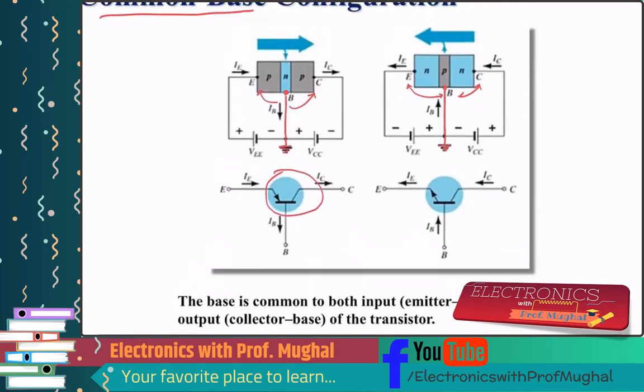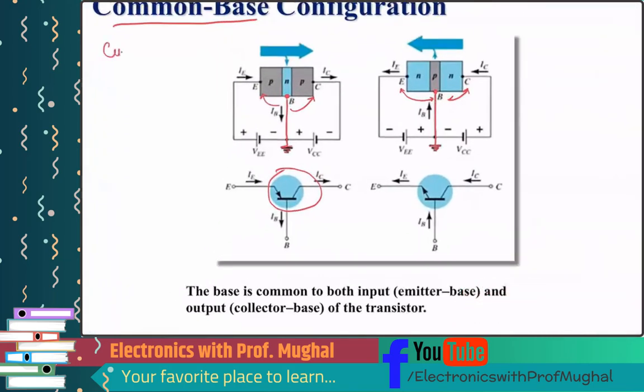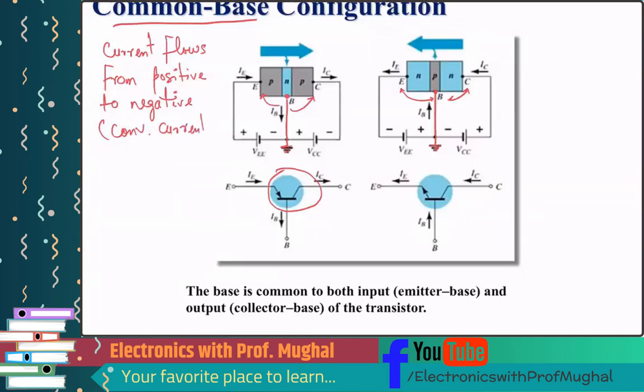So again, remember, current flows from positive to negative terminal, right? Positive to negative terminal. That's the conventional current flow. And that helps us identify whether this transistor is a PNP or an NPN.